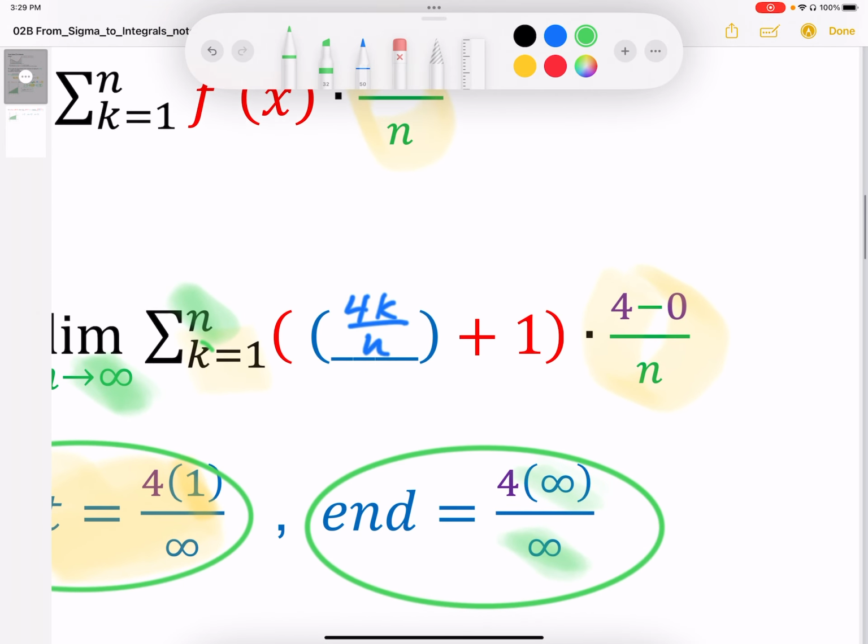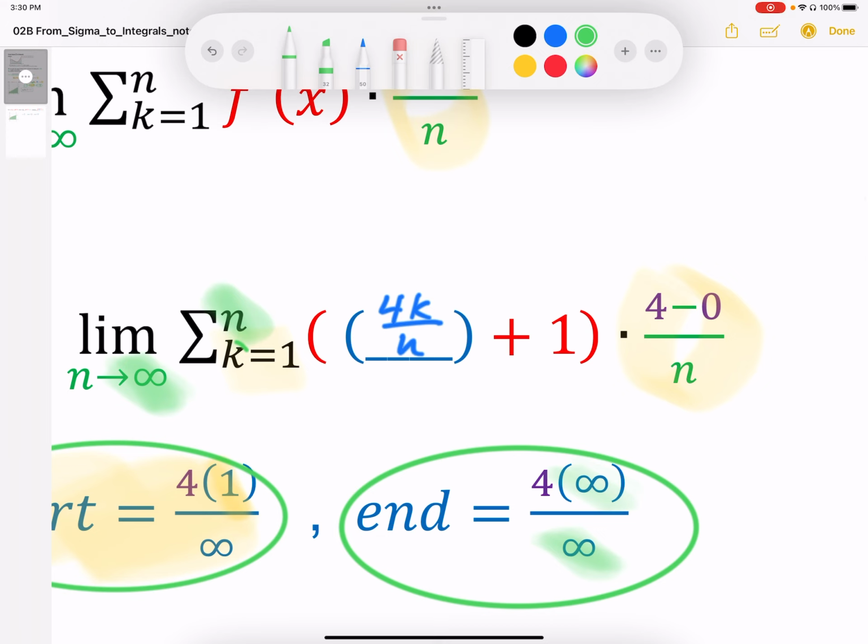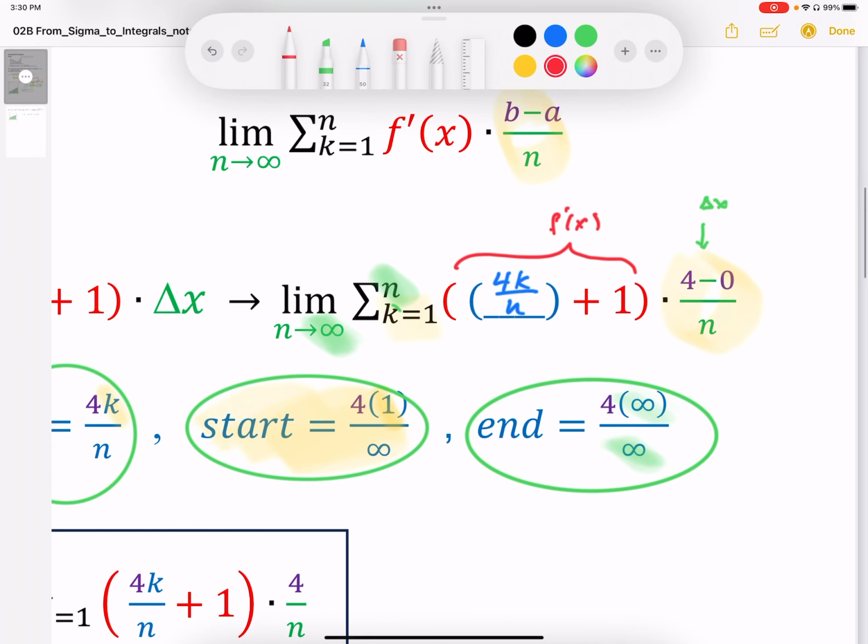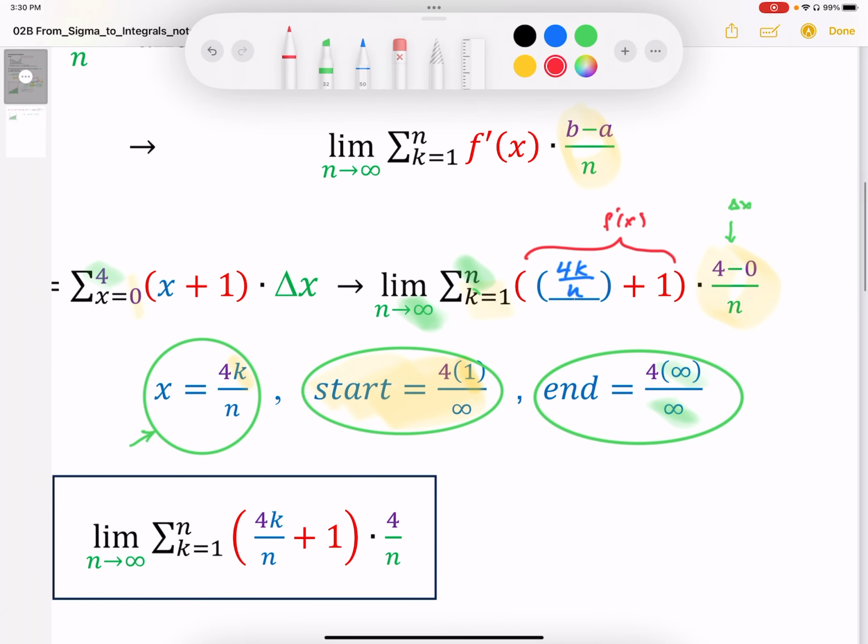Just to summarize, we have our width here, that's our delta x. We have our height here, that's our f prime. This part represents the delta x. That's our f prime or y. What this 4k over n represents are x values that we can use based on our n and k to generate values from 0 to 4.